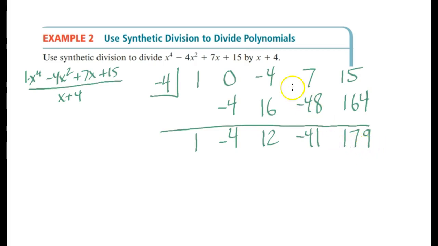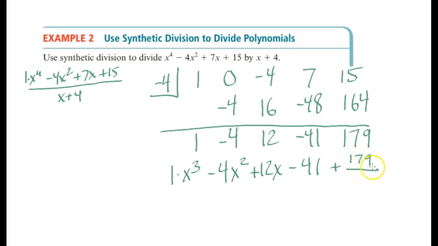And the result will be 1 degree less than the numerator. And that kind of makes sense. If we're taking x to the fourth and dividing by x, we should have x cubed as our leading term in our solution. So we have 1 x cubed from this 1, and then minus 4x squared, and then plus 12x minus 41, and then this is our remainder. Our remainder is plus 179, and then we divide that by what we divided by, x plus 4.